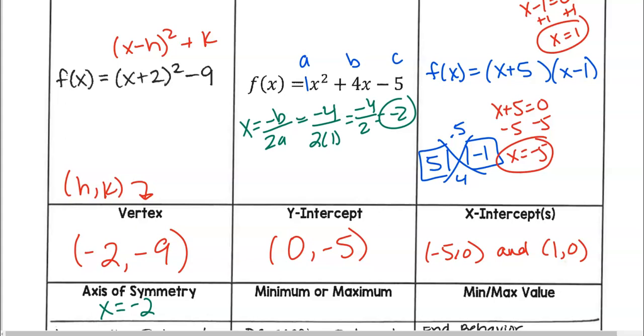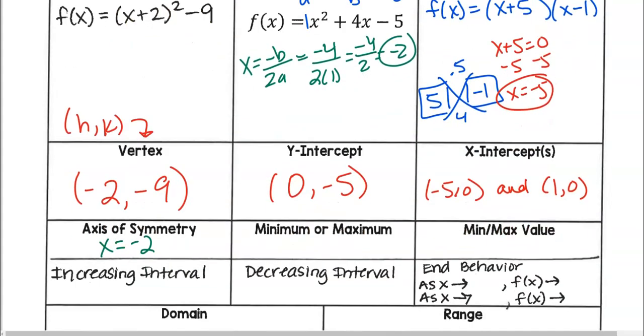All right, do we have a minimum or do we have a maximum with this parabola? Let's think about it. First, let's think, does it open up or does it open down?